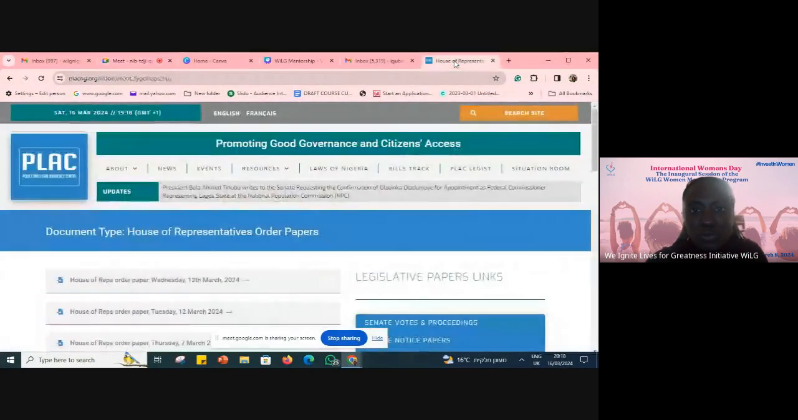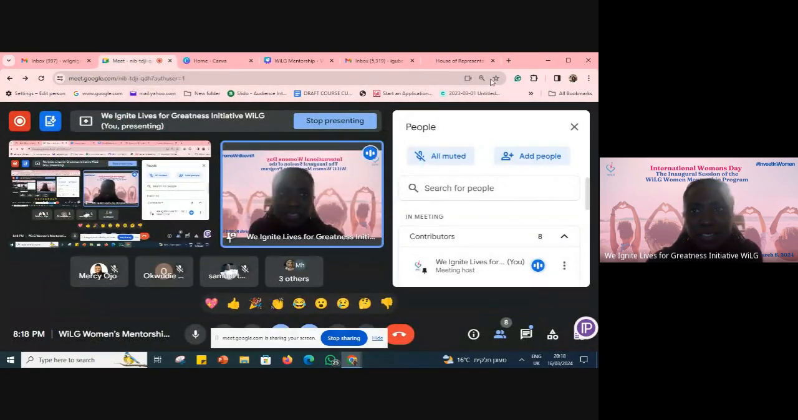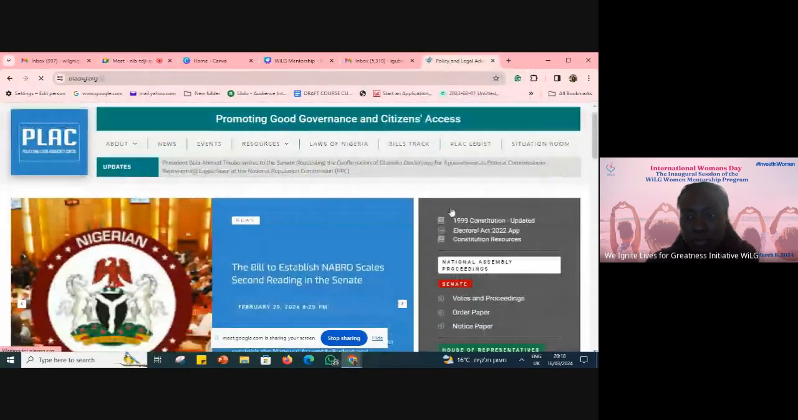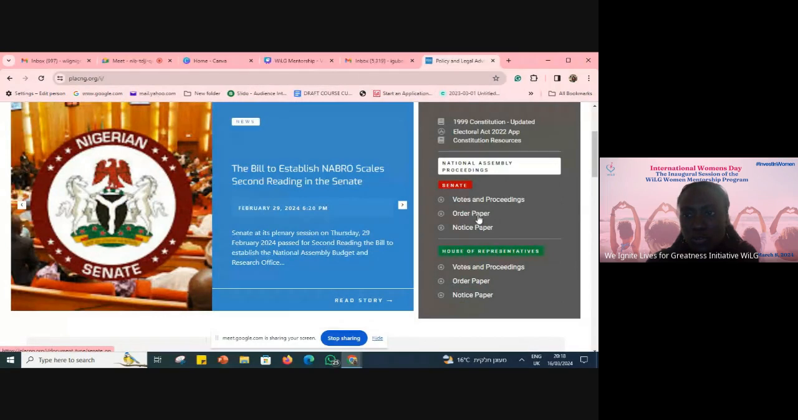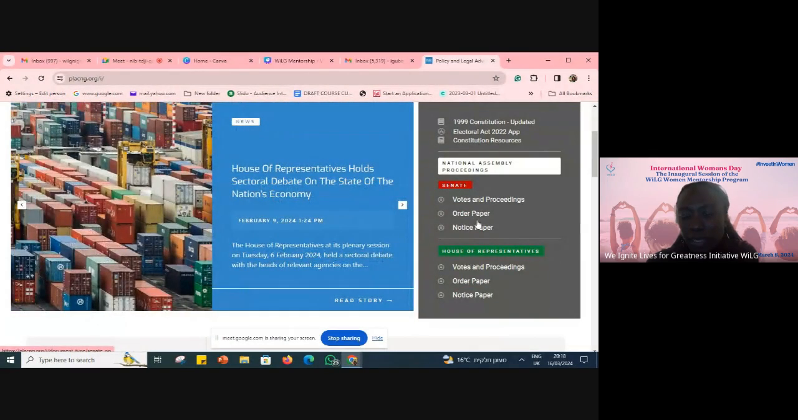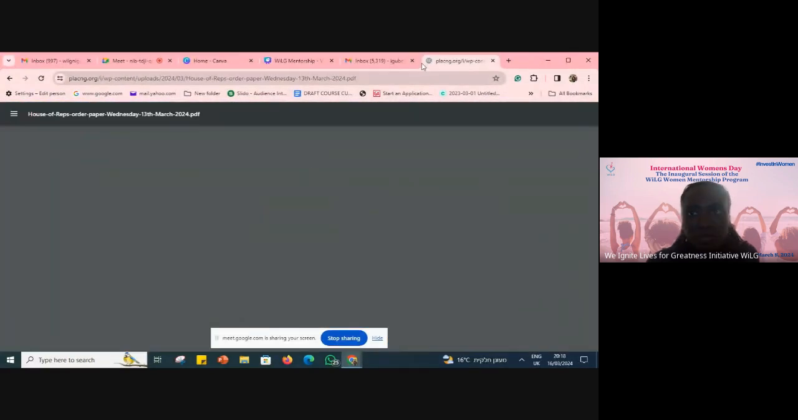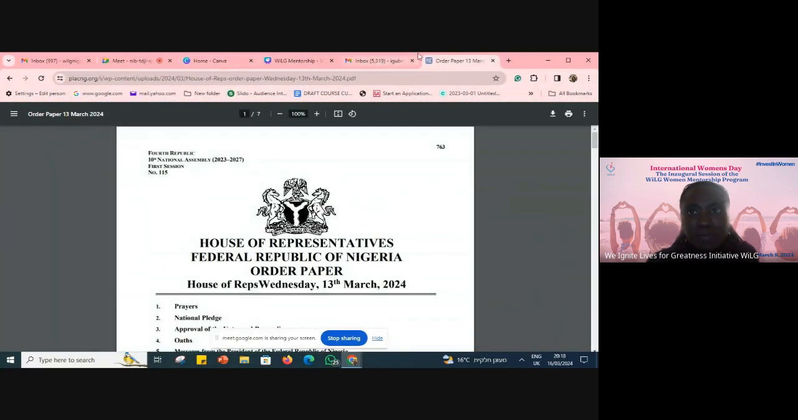So I'm going to go to the PLAC website. If you want to know anything about the legislature, the PLAC website is really, really good because they have all the information. They have an order paper, and we're going to go to the order paper of the House of Reps. And we're going to look for the latest one. This is the one on Wednesday.